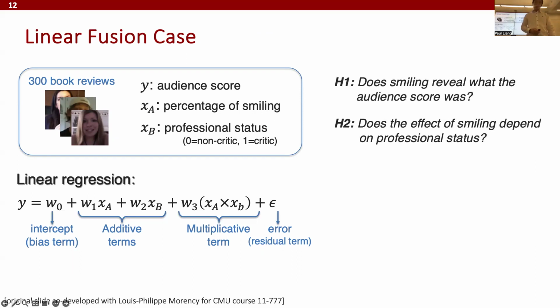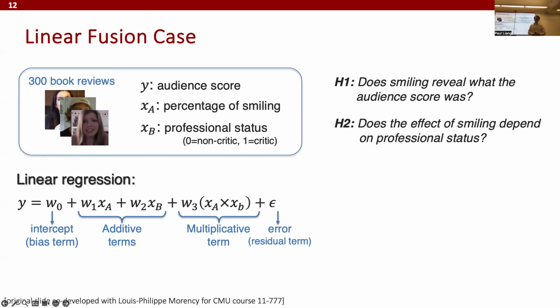And to see really these things in action, you might have several things you want to predict. First, you might be interested in whether the percentage of the time that a person is smiling is predictive of how good or bad that book was. Right, so that's maybe the first hypothesis. And you can tell, that's very much a unimodal hypothesis, right? It's just looking at XA and how that influences Y.